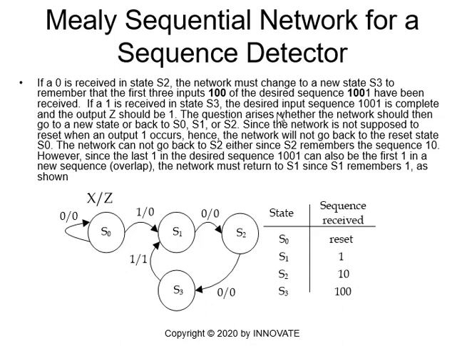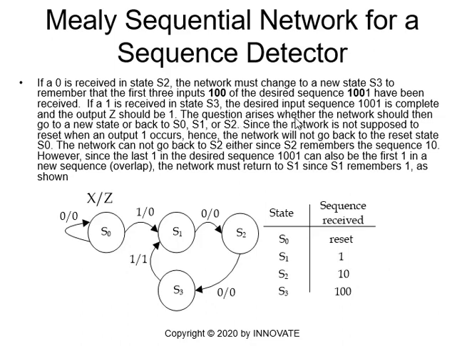Now, if a 1 is received in state S3, the right sequence is 1, 0, 0, 1. So we have 1, 0, 0, 1. If 1 is received in state S3, then what will we do? Do we go to a new state or do we go to an existing state? We ask this question. If 1 is received in S3, the right input sequence 1, 0, 0, 1 is complete, and the output Z should be 1.